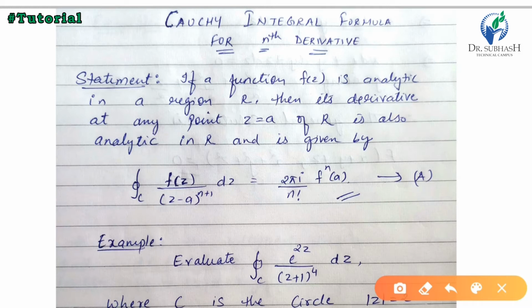Here C denotes the curve and the circle sign in the integration shows the closed curve. Here the power of z minus a is n plus 1 and f raised to n denotes the nth derivative of the function at a point a, where a is again a point that lies inside the given curve. Now using this formula, we will solve some examples.